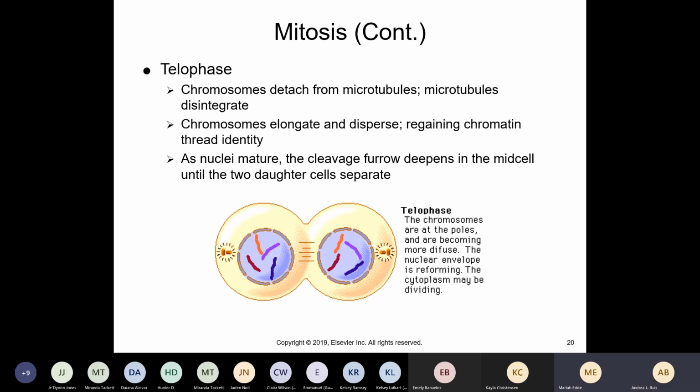Okay, so telophase is when the chromosomes have now detached from those tubules that were holding on to them. Those microtubules just kind of disintegrate. The chromosomes will elongate and disperse and regain their chromatin thread of their own identity. And as those little nuclei mature, you see the cleavage furrow deepens in the middle of those 2 cells, and the 2 daughter cells will separate. So now we're calling these daughter cells because these 2 cells are separating and we're forming 2 daughter cells from the 1 original cell.